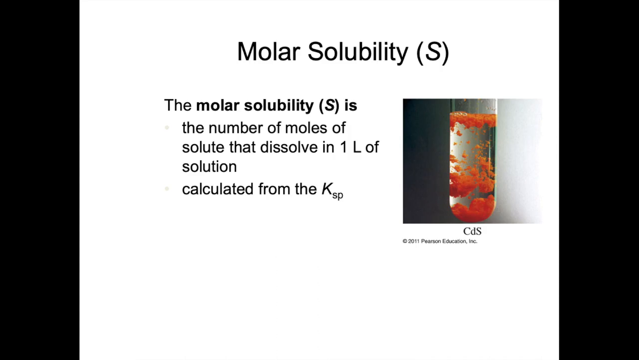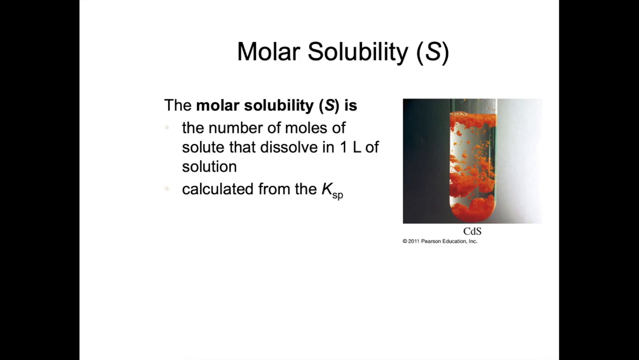Now, we can also do this problem backwards. If you are given the KSP value, you could figure out the solubility of your ionic compound. This is known as molar solubility. Okay, so we're going to keep it relatively simple here. We'll deal with examples that only have one of each ion. So quite frankly, all you really have to do is just take the square root. I'll show you how this works in a second.